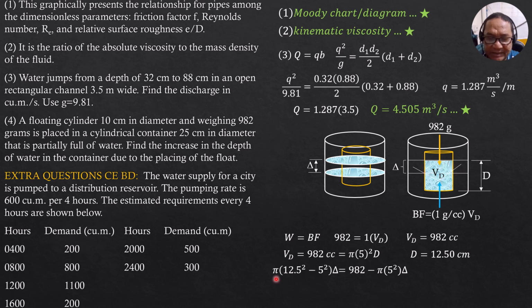So notice that pi times negative 5 square delta, we also have negative pi 5 square delta, can be cancelled. So what remains here is pi 12.5 square times delta equals 982. So solving for delta, delta is 2 centimeters. So that's it for this portion of the slide.